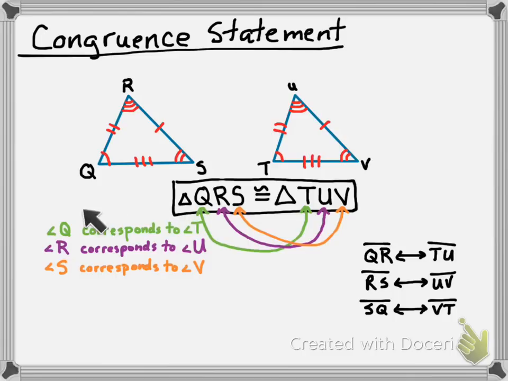All of these, the angles and the sides, must match up. If they don't, then your congruent statement is false. And if they can't match up, then it's because the two triangles are not congruent. If you can't make a true congruent statement, it's because they're not congruent.